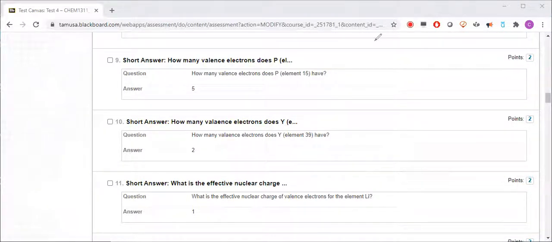What's the effective nuclear charge of valence electrons of lithium? So lithium has the electron configuration 1s2, 2s1. So 2 core electrons, 1 valence electron, 3 protons. So it's number of protons minus core electrons for an effective nuclear charge of 1.